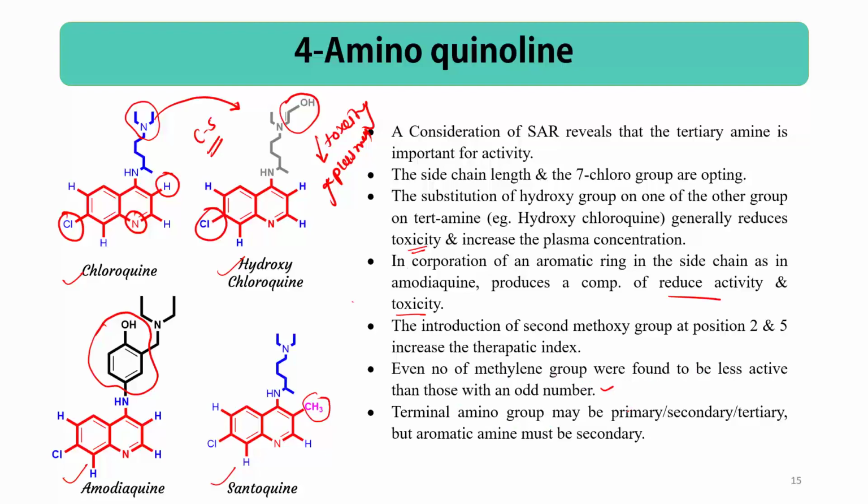The terminal amino group may be primary, secondary or tertiary. If we have the amino group at the terminal position, it can be primary, secondary or tertiary. But if it is on the aromatic ring, then it must be a secondary amino.